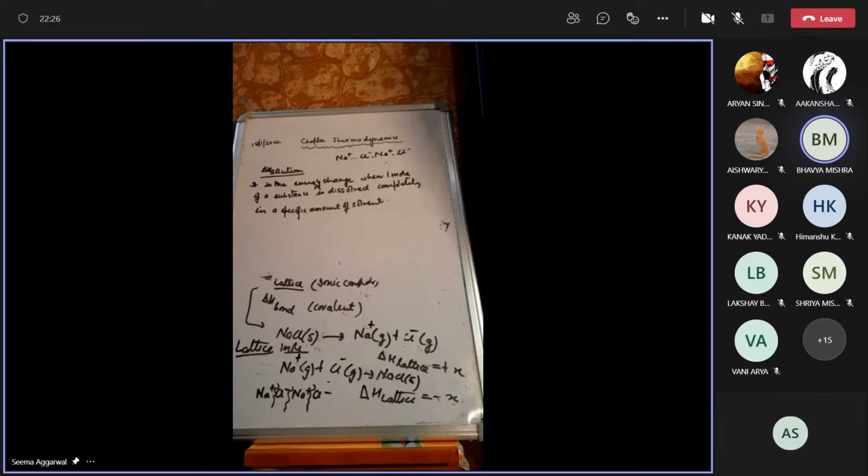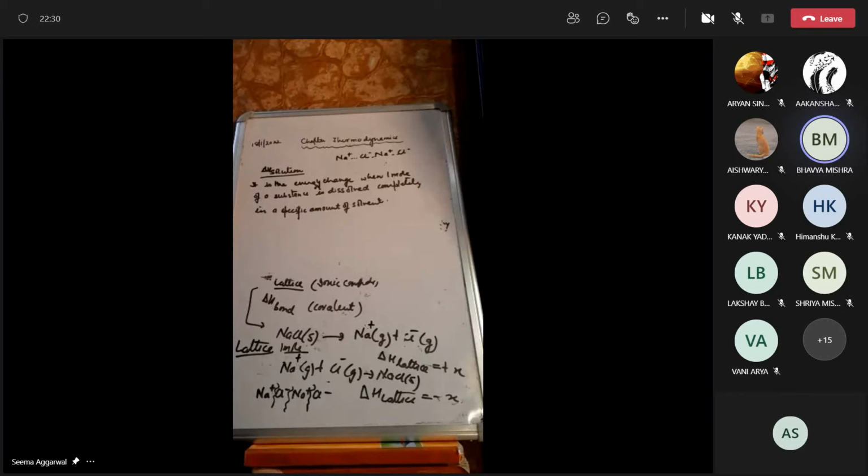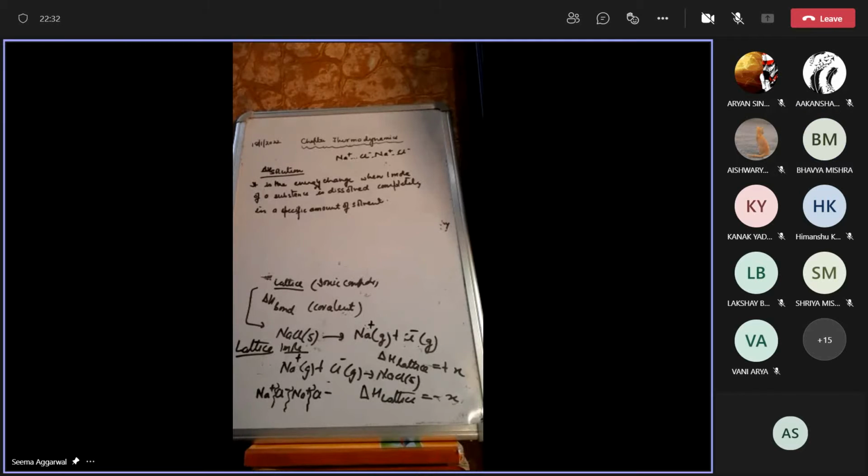What is the name of this energy? Delta H solution. Delta H means enthalpy of solution. When 1 mole of a substance is completely dissolved in a specific amount of the solvent, that is called delta H solution.